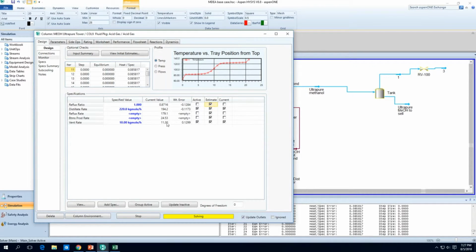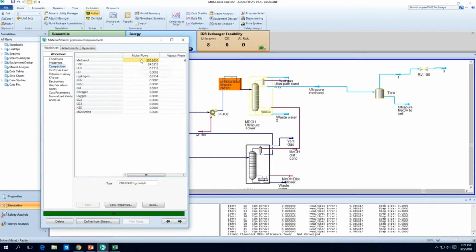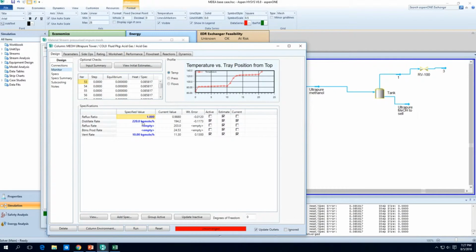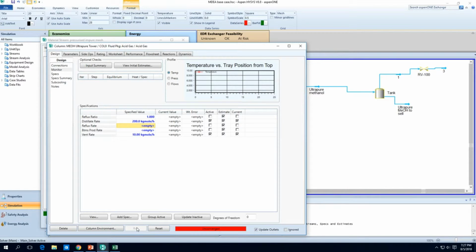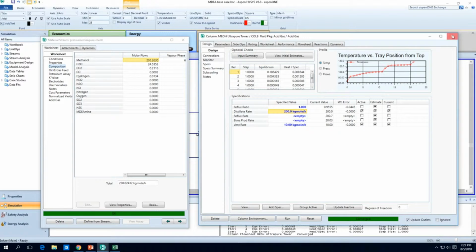Okay, so what's it look like? This distillate rate is here, 194, and this vent rate is about this much. Now let's take a look. Okay, so the methanol going on top is about 205, so let's put 200 instead. So let's reset and run. Okay, so it's converged. So the methanol going on top is about 200 kg mole per hour.